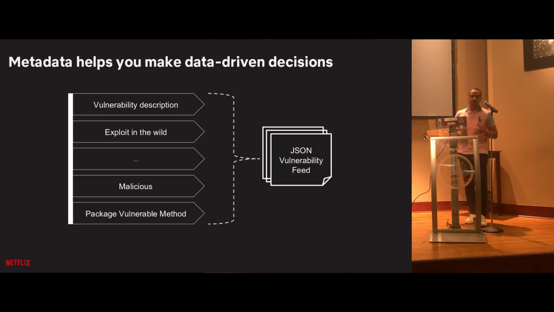Now, the minimum things that you need to have in the feed so you can do some automation are the vulnerability description, and whether there is an exploit in the wild. There's other metadata, but those are the main things that you probably need to have in the feed. Also, a flag that tells you this is malicious code. If there's a specific package, what is the malicious version of the package that gets impacted. And also, if they can tell you about the package's vulnerable methods, so you can do some tracing.